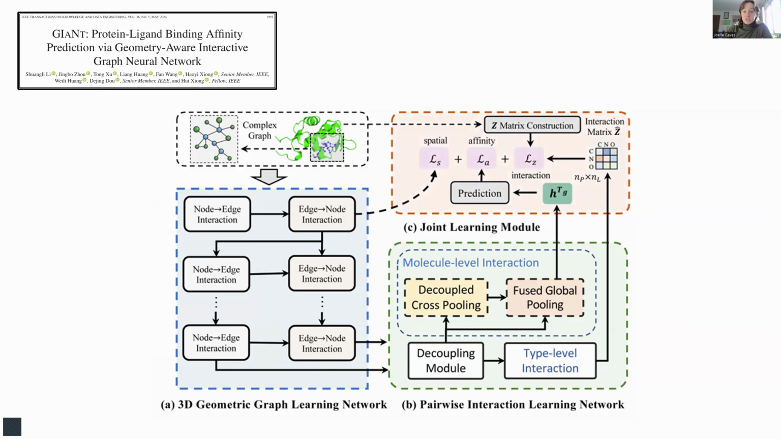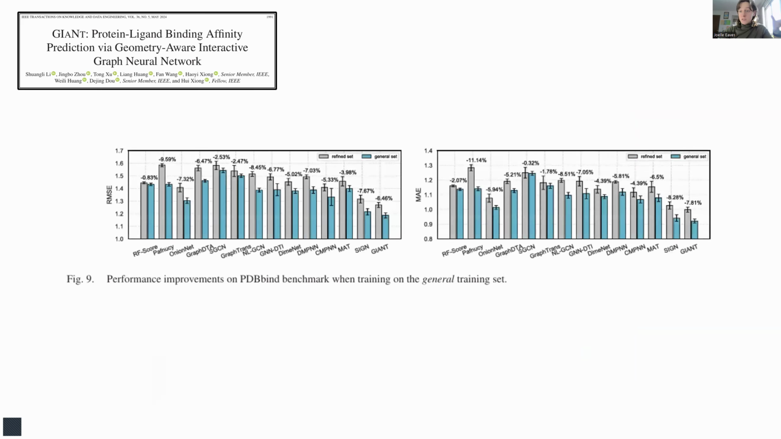And then all of that information goes into this multitask learning objective. So that's merging the geometric and interaction constraints for this final regression prediction. And the result is a pretty incredible model, great performance, very generalizable.